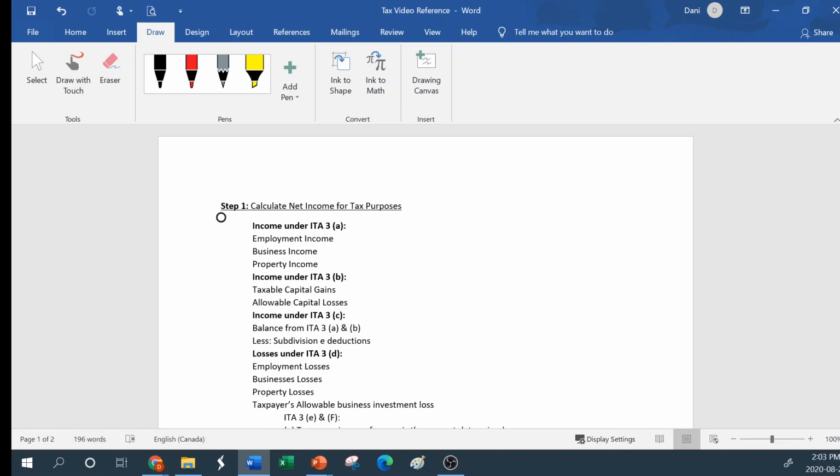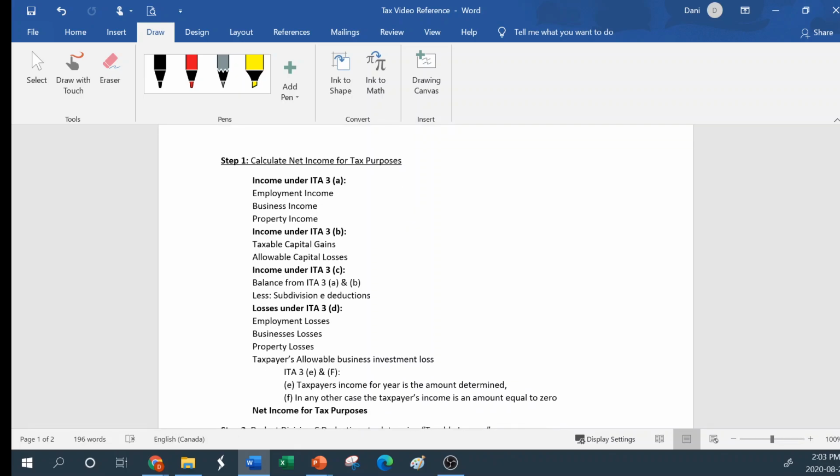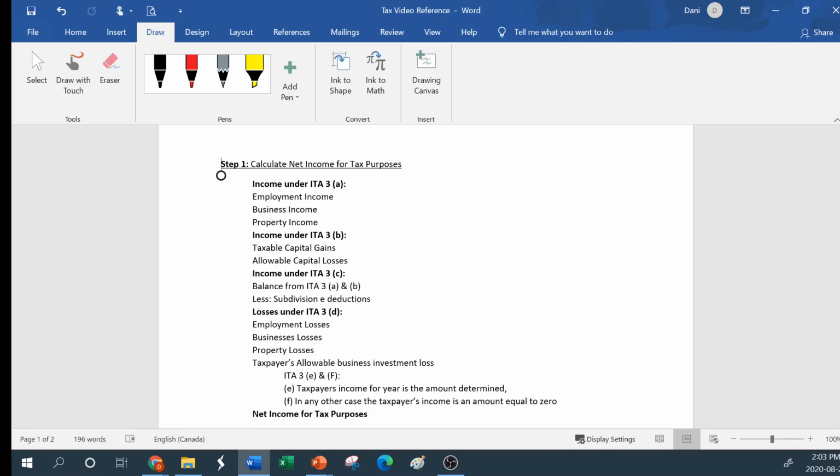So for the very first part, or step 1, we calculate what's called net income for tax purposes. So this is where, if you are an employee for a company, you would receive a T4, and they would say, okay, well, you have employment income, let's just throw a number out here, of $37,000. That's how much you made working for whatever Canadian company that you're working for this year.